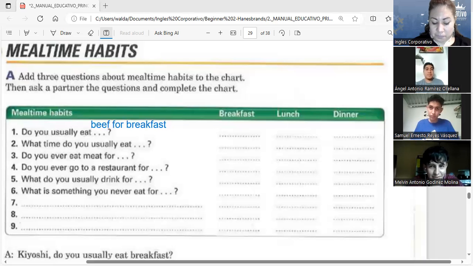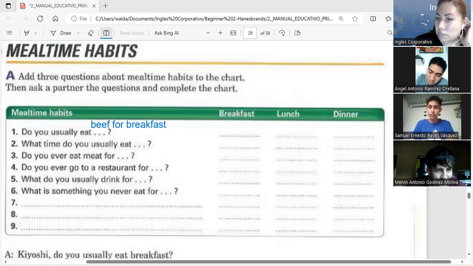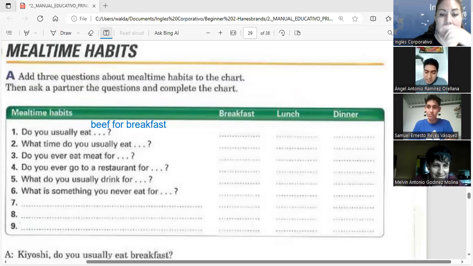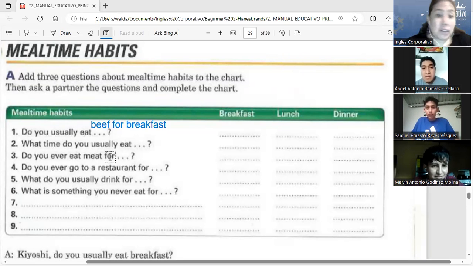Angel. Okay. Tengo que hacerle una pregunta. Yeah, you're asking them a question. So, what is your question, Melvin? Es que no las escribí. It doesn't matter. Any question? Como por ejemplo en el de arriba que puso usted, tengo que poner un tipo de comida y si es el desayuno, almuerzo. Just complete the question. For example, do you ever eat meat for breakfast? Do you ever eat meat for dinner? Do you ever eat meat for lunch? Just complete.